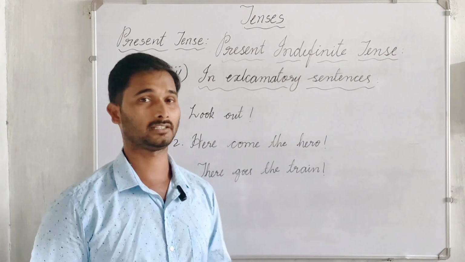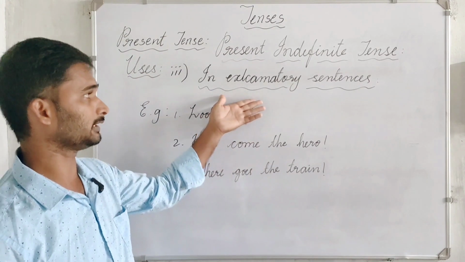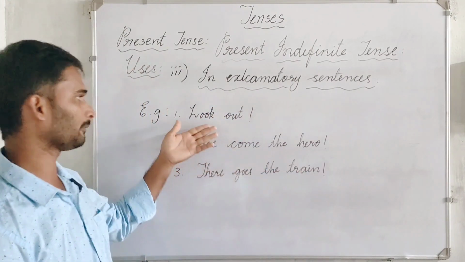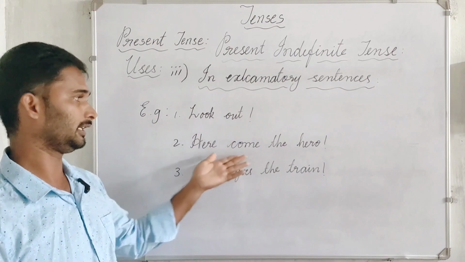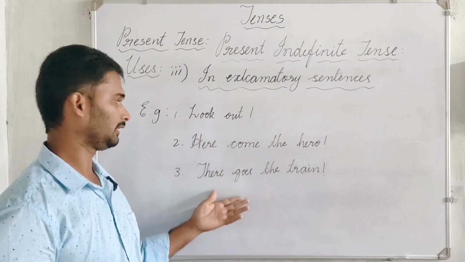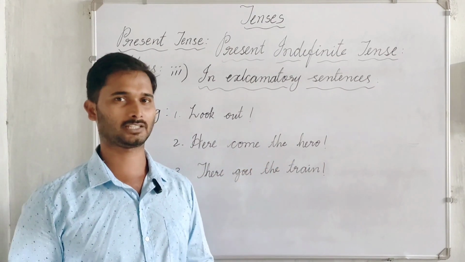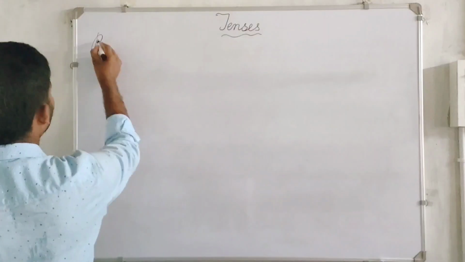The present indefinite, the third use. It also expresses an exclamatory sentence. Some examples. Look out! Here comes the hero. There goes the train, which expresses the exclamation.